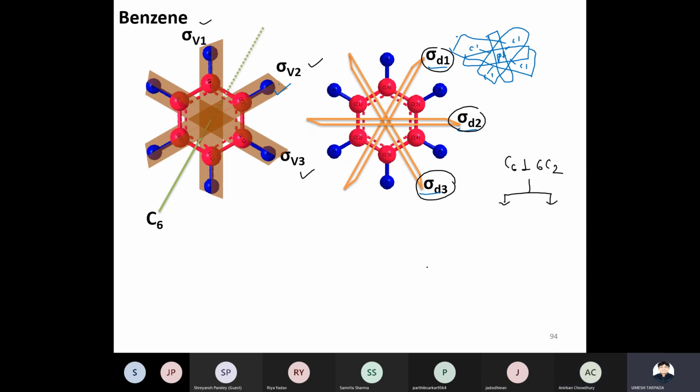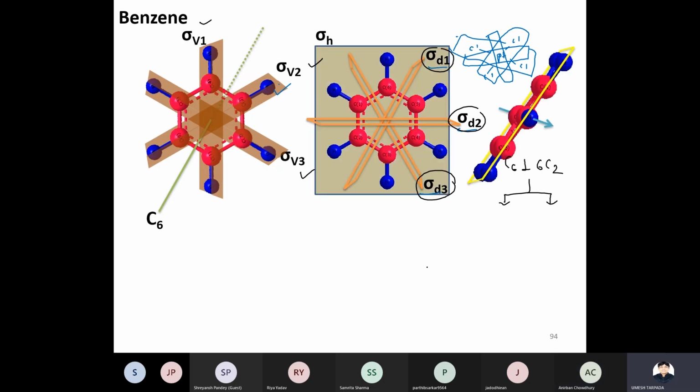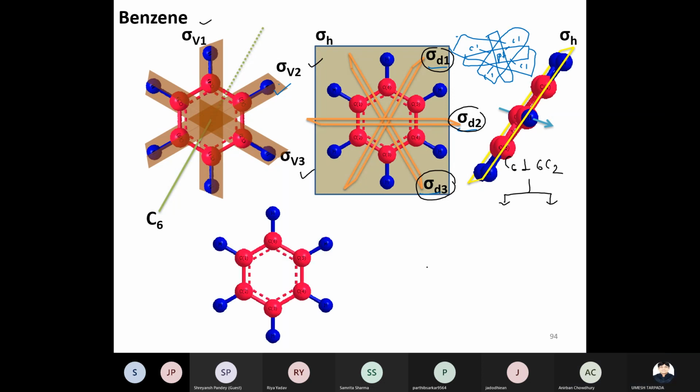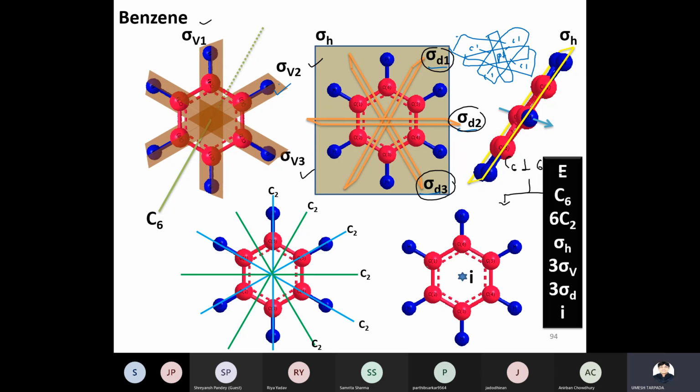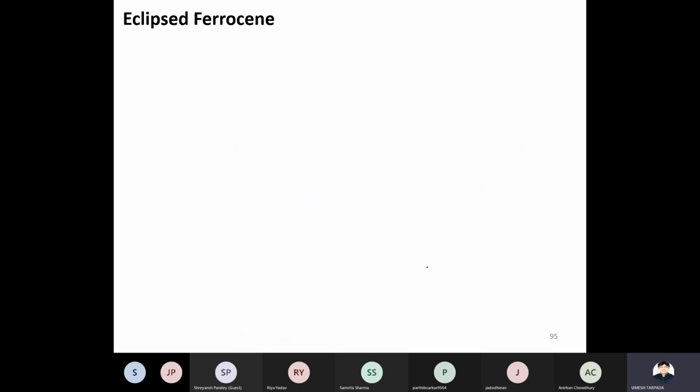Okay, in this way. So of course here the symbol used is D, and you can also have a sigma h, so you can use the symbol D. Similarly the D symbol, because 6 C2 are there which are perpendicular to C6. Also a point of inversion i is there. So the point group in this molecule is D6h. In benzene it's D6h.